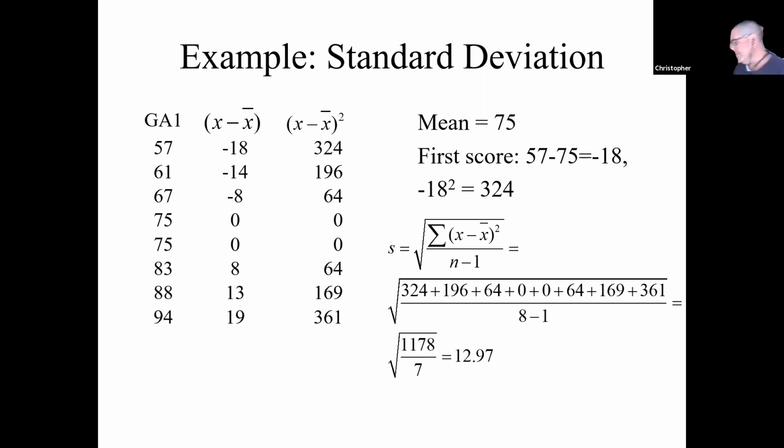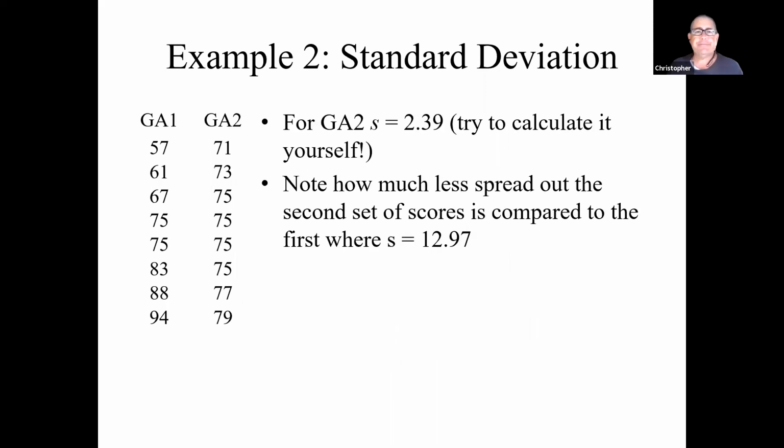What we're going to do with it is use it to compare with a different distribution. So we're going to see how this value tells us some information that the mean didn't. Looking at the scores for the second graduate assistant, I'm not going to calculate these out for you. I can tell you that it comes out to 2.39, and you can try to calculate that yourself, a nice little practice problem.